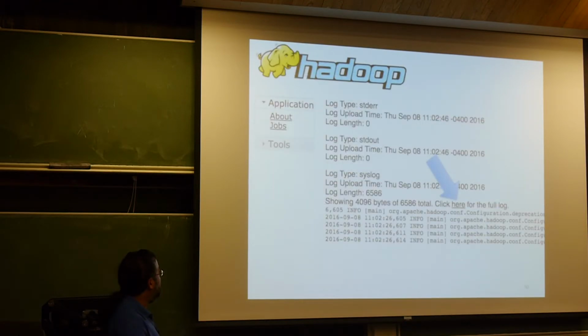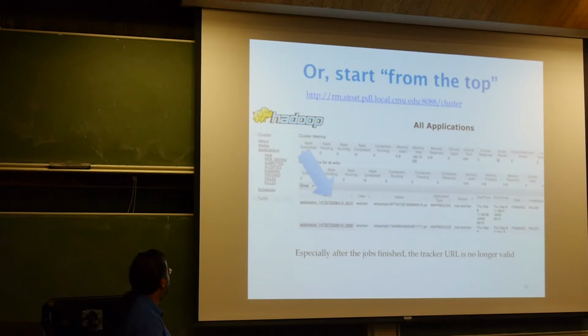I'll show you in a second or two what happens when you have an error. Let's see. The other way to do it is to start from the top. Basically truncate that URL, the tracking URL, till you get to this thing right here. Cluster gets filled in automatically on Stoat. This will give you a listing of all the jobs that are out there. So you can poke around after something has finished, particularly if it's finished and failed, when the job tracker URL may not work.